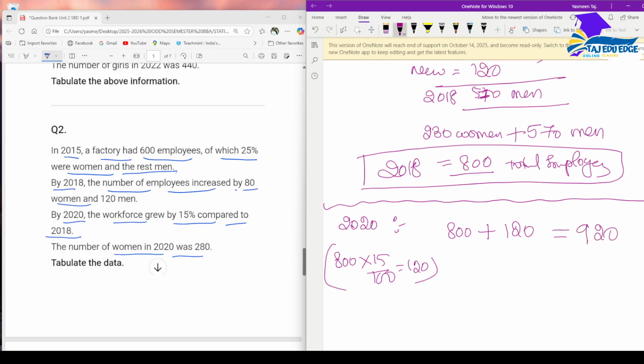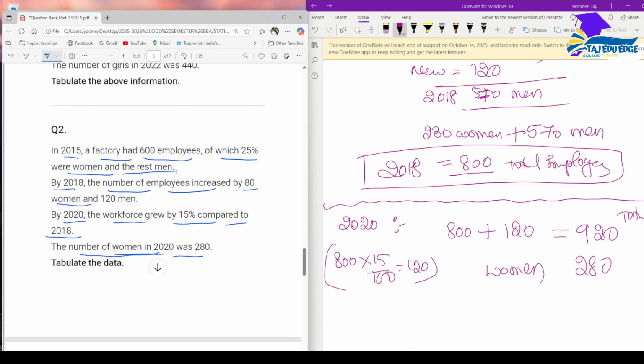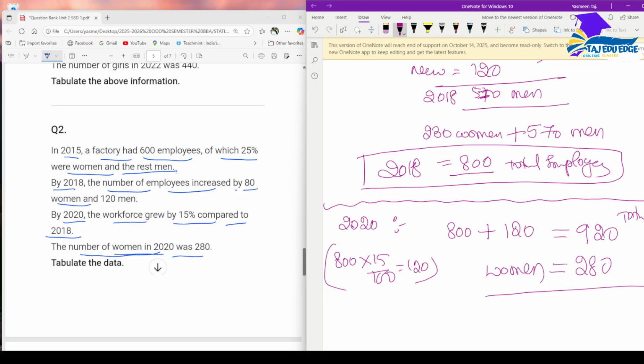Total are 920 employees, out of which 280 are women. They are saying in the question the number of women in 2020 was 280. So 920 minus 280, that is 640 men, right? So we got it now: 920 are total, 280 are women, 640 are men. This is the data we have got.